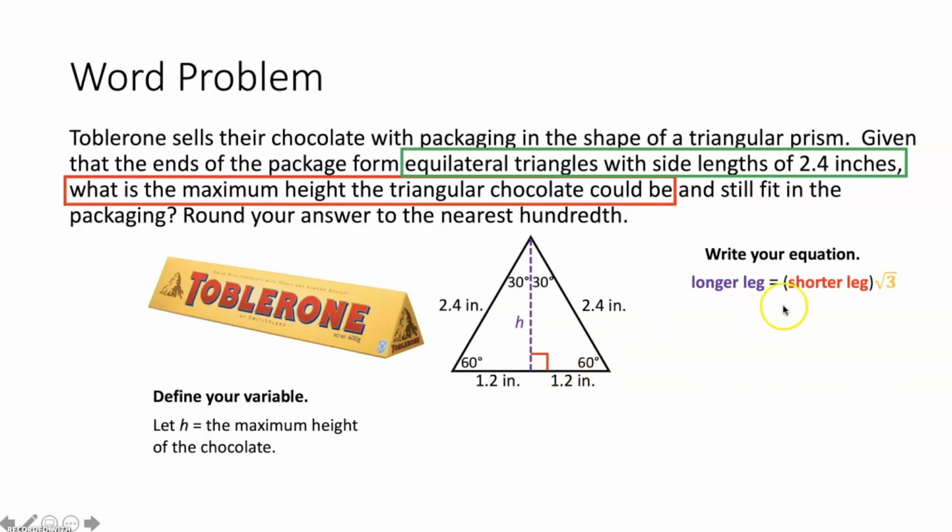So we can plug these values into our equation over here. H is going to be the length of our longer leg. 1.2 inches is going to be the length of our shorter leg. So we take 1.2 multiplied by rad 3, and since it wants us to round to the nearest hundredth, we could just plug this in our calculator.